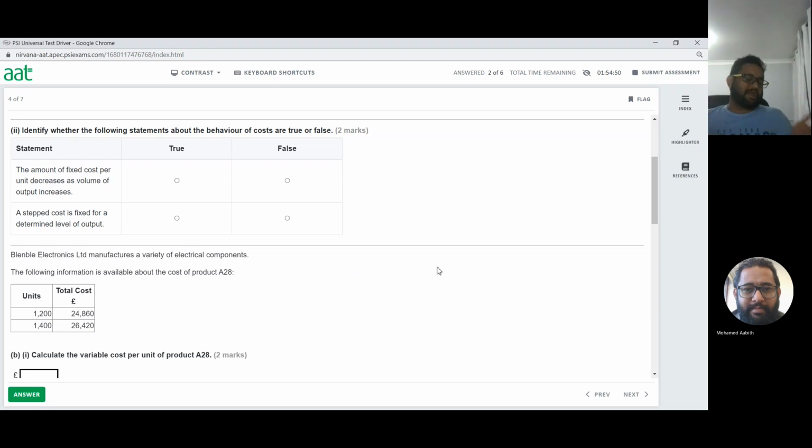Because if I say I have £10,000 total fixed cost, when I have one item, the fixed cost will be absorbed by one unit. When you have two units, it will split in half. If you have 4 units, it will be split into 25% each. And if you have 100 units, it will be split evenly, £100 for each unit. So the cost per unit is coming down. Therefore, that is the right statement. Absolutely correct.